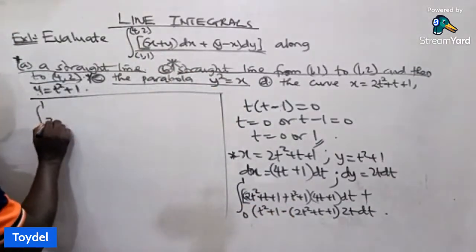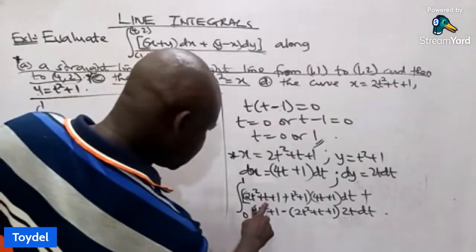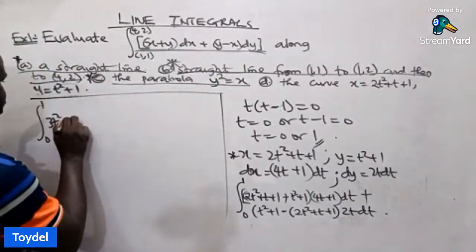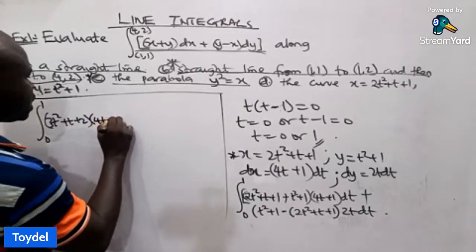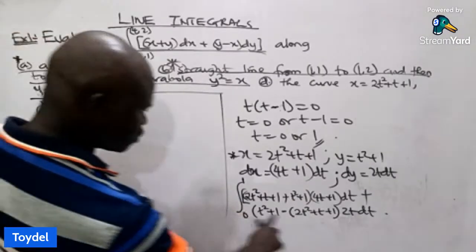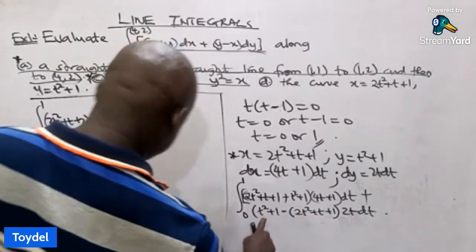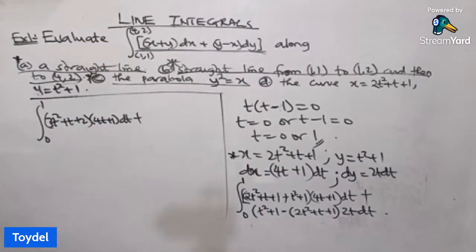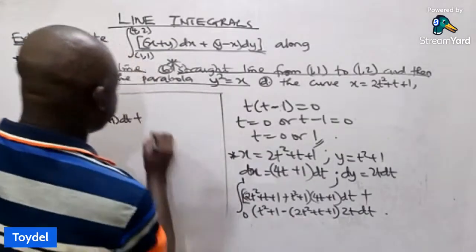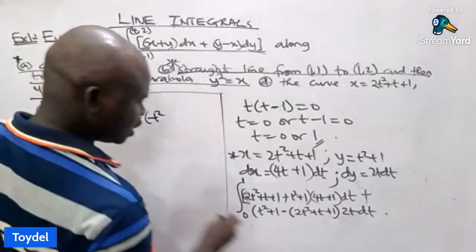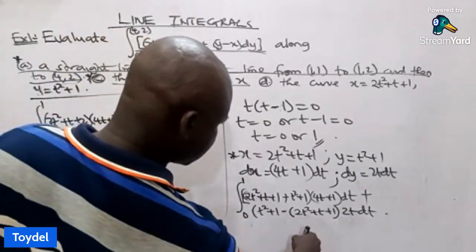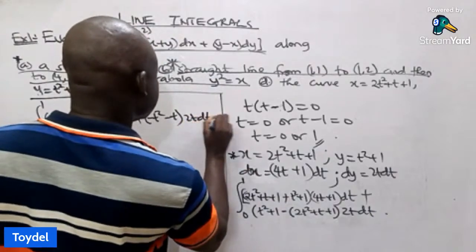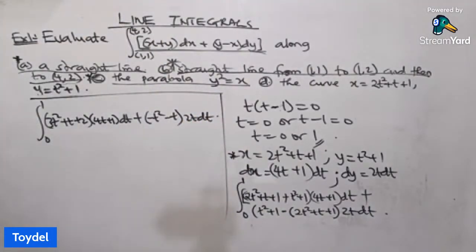That will be 3t squared, then plus t plus 2. That's what we have. Into brackets, 4t plus 1 dt plus, let's also open up here, t squared. Let's open up the second one. This is t squared minus 2t squared. That will be into bracket minus t squared, then minus t, 1 minus 1 will cancel out, then 2t dt. That's what we are going to get.